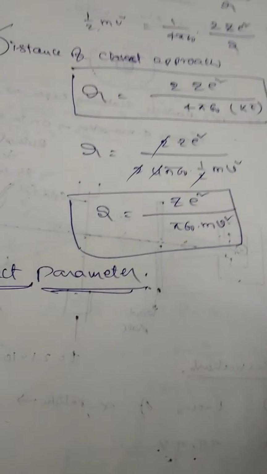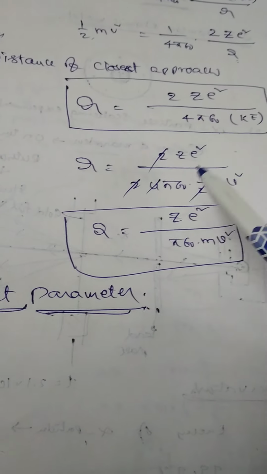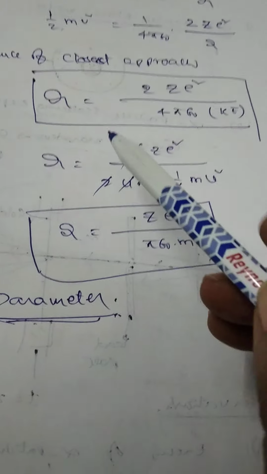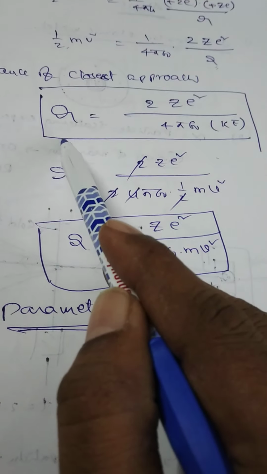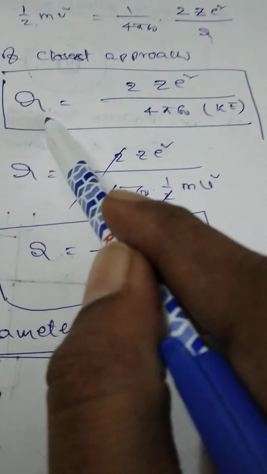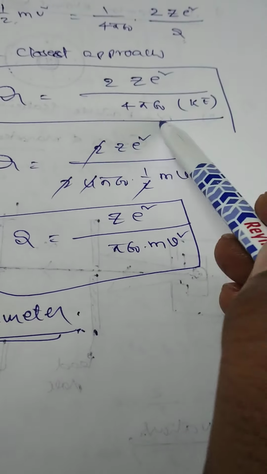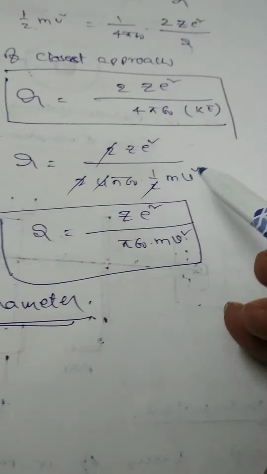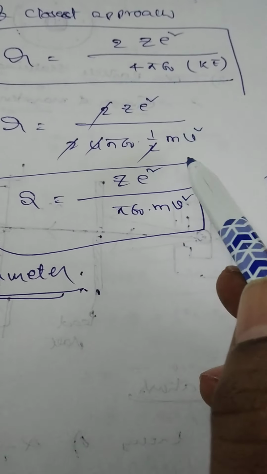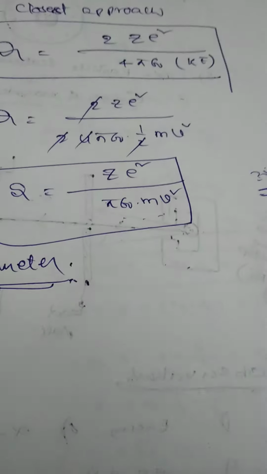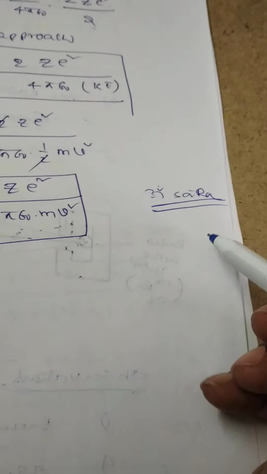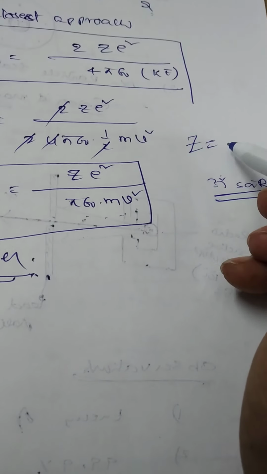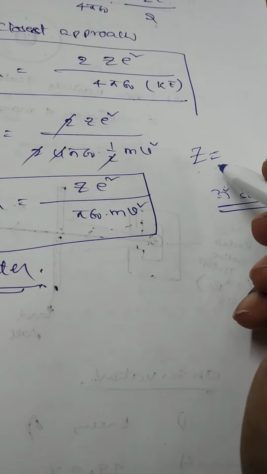In the previous video, we studied the distance of closest approach. The distance of closest approach of the alpha particle towards a nucleus is given by R is equal to 2Ze square by 4 pi epsilon naught into the kinetic energy of the alpha particle at infinite separation. On solving it, R is also equal to Ze square by pi epsilon naught into mv square, where Z is the atomic number of the nucleus, or atomic number of the target atom, and small e is the charge on the electron.